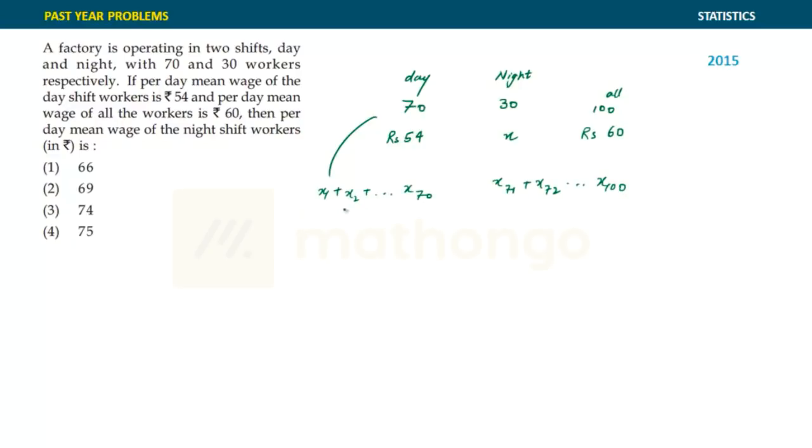Okay, so what is the average? It is given that x1 plus x2 plus x3 up till x70 is nothing but 70 into 54. That is the meaning of the mean, because this divided by 70 is given to be 54. Then x71, this set of 30 night shift workers, given the codes 71 to 100, so they are 30 in total. I need their average, which I have taken as x rupees.